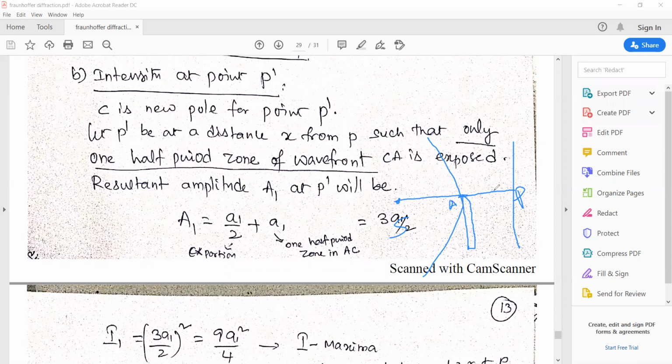I want to find the intensity at P dash, so I just connect from S to P dash. Okay, at P1, this point is the new pole C. Let's say this point is C. So because of this wavefront, that is called the CX portion.